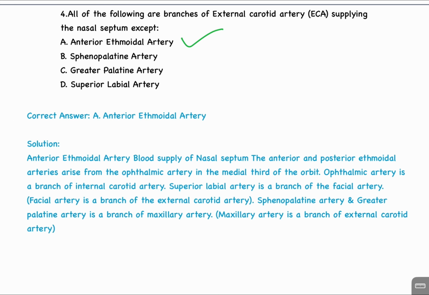Anterior ethmoidal artery supplies the nasal septum. The anterior and posterior ethmoidal arteries arise from the ophthalmic artery in the medial third of the orbit. Ophthalmic artery is a branch of internal carotid artery. Superior labial artery is a branch of the facial artery. Facial artery is a branch of the external carotid artery. Sphenopalatine artery and greater palatine artery are branches of maxillary artery.